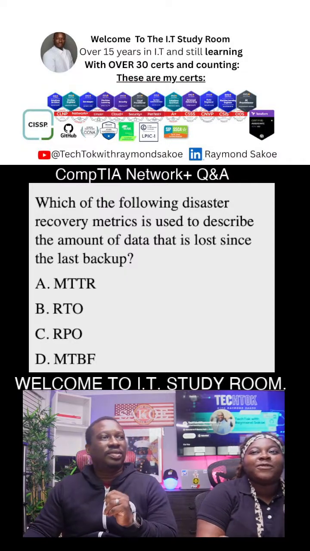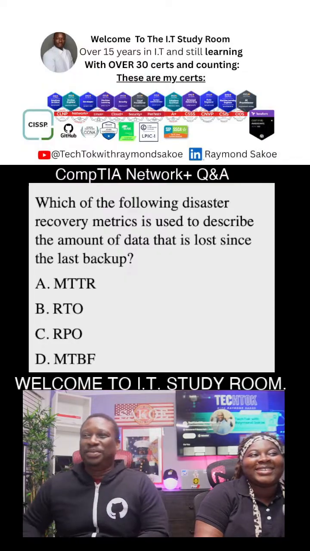Okay. Which of the following disaster recovery metrics is used?